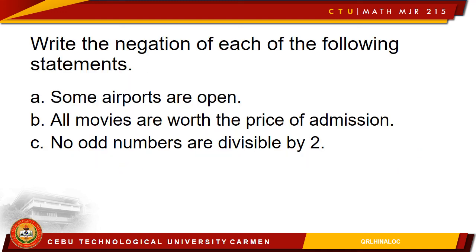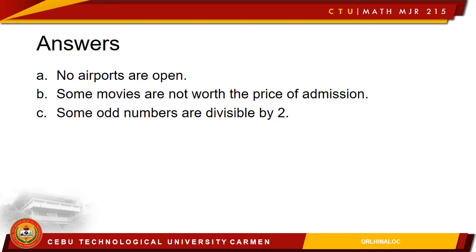Now, write the negation of each of the following statements. Some airports are open, all movies are worth the price of admission, and no odd numbers are divisible by 3. So, the answer for the first one is no airports are open. For the second one, some movies are not worth the price of admission. And letter C is some odd numbers are divisible by 3.